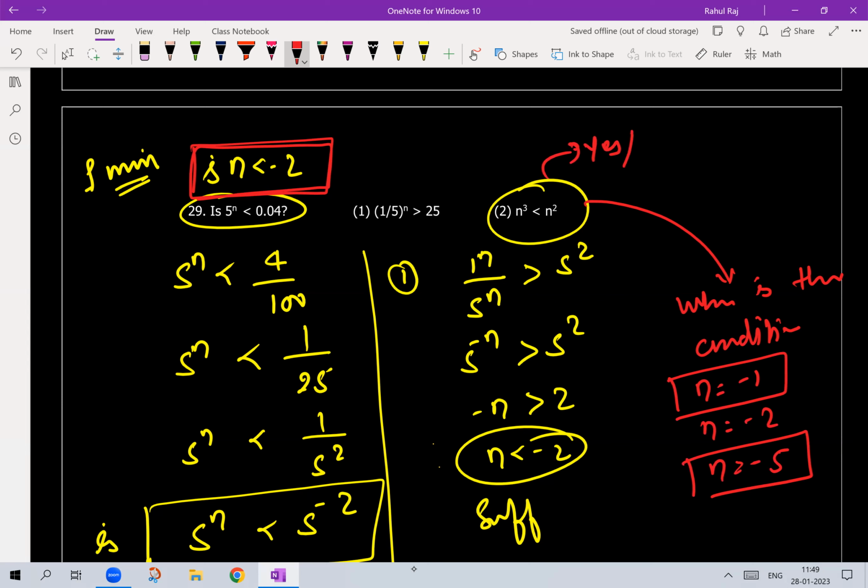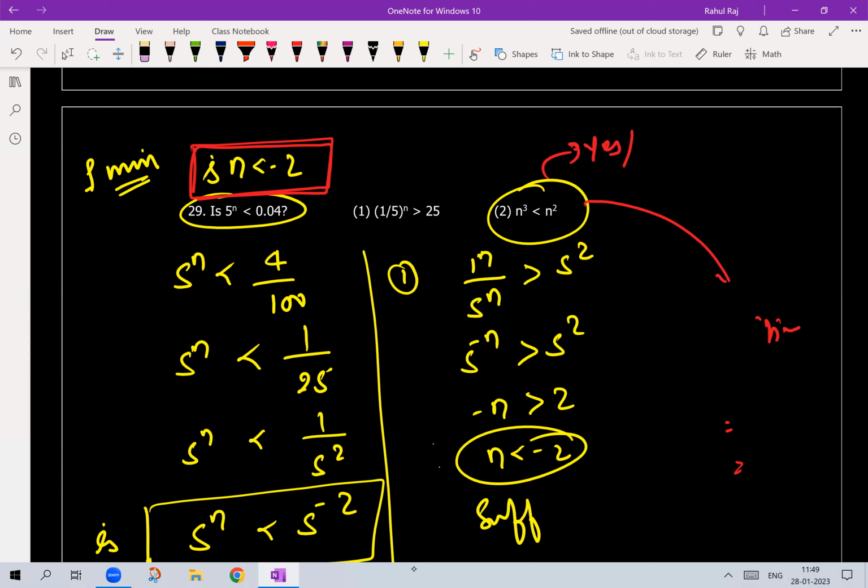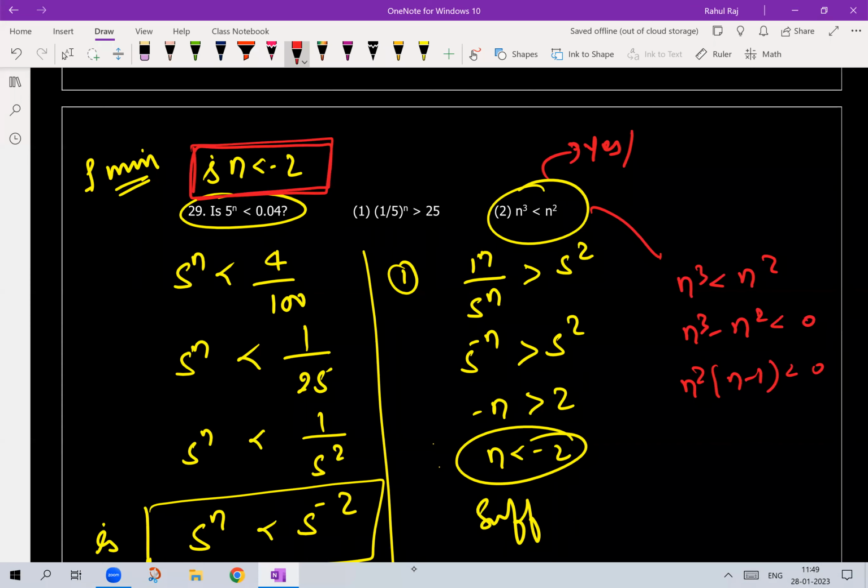Now, why did I do this? Because my question was whether n is less than -2. Actually, you can 100% go ahead and solve this. I'm not saying don't solve it. Initially, you can solve it. You say n cube less than n square, that is n cube minus n square less than 0. Take n square common: n square times (n minus 1) is less than 0. Since n square is 100% positive, and a times b is less than 0, the other factor has to be negative. So n minus 1 is less than 0, n is less than 1.